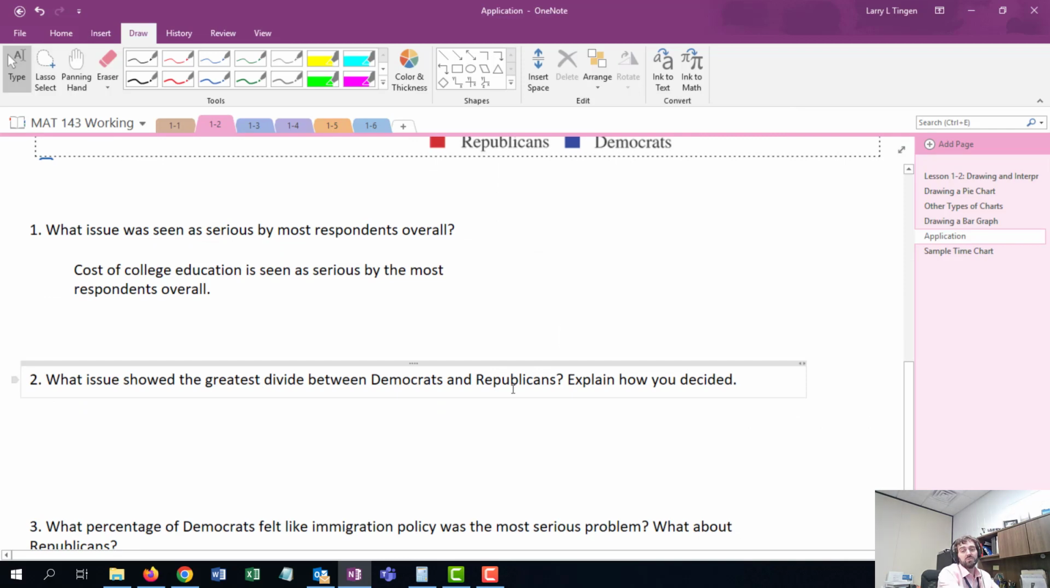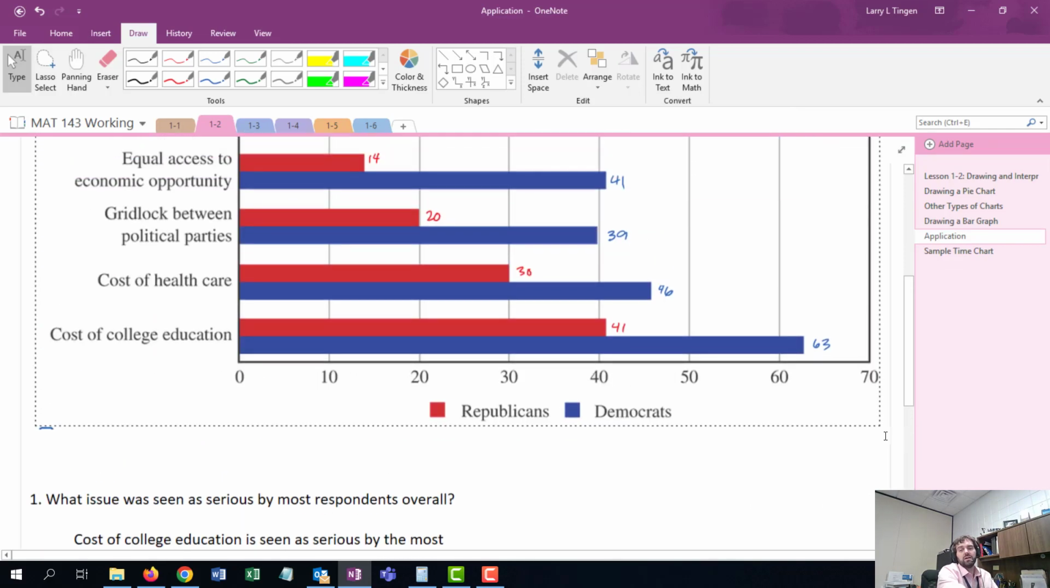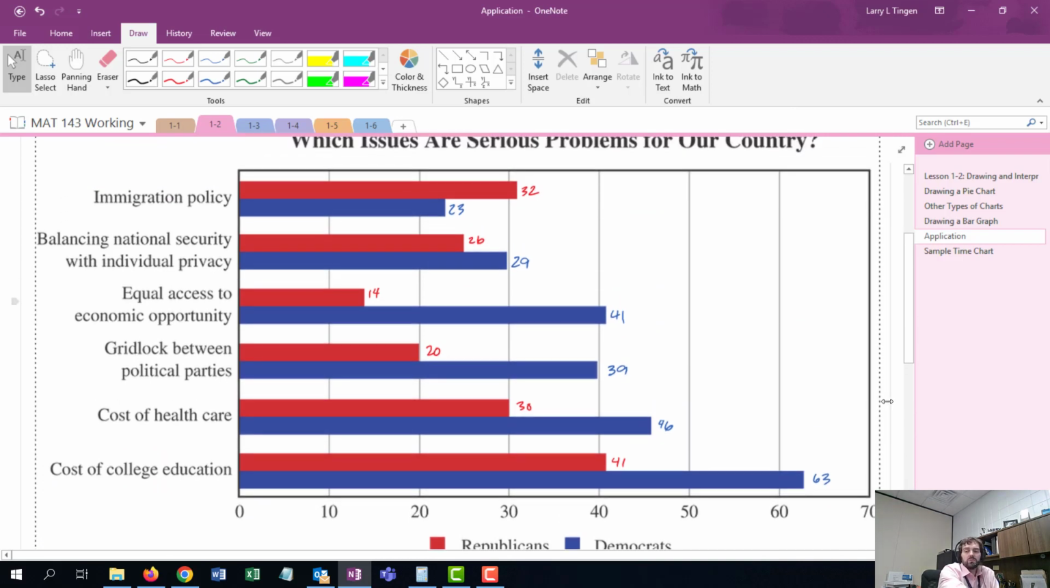Next, what issue showed the greatest divide between Democrats and Republicans? Explain how you decided. So the biggest difference between Democrats and Republicans. So what I'm looking for is the largest gap between the red and the blue. And I can calculate that numerically now that I've got some numbers to represent. 63% of Democrats that took the survey said cost of education was important. 41 of the Republicans said it. So the difference between those, just subtract, is what, 22? So there's a 22 point or person difference here, 16 person difference, 19, and then we look at the one, this is probably going to be the one, right? That's the biggest difference between the blue and the red.